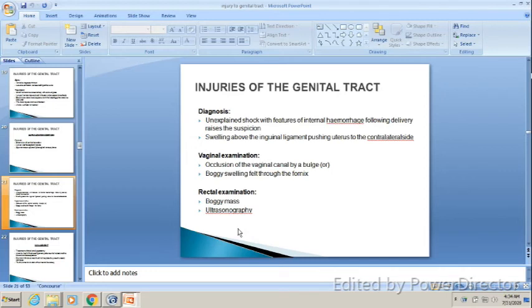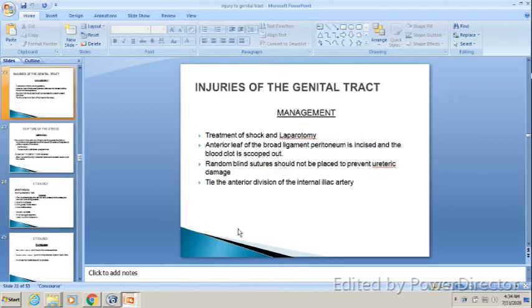Or you do a PV examination. In the lower part of the vagina, you see there is a bulge. Okay, that is the infralevator part. In case of supralevator, you always feel a hematoma at the tip of the fornices. On rectal examination, what do you think? A bogey mass will be seen.